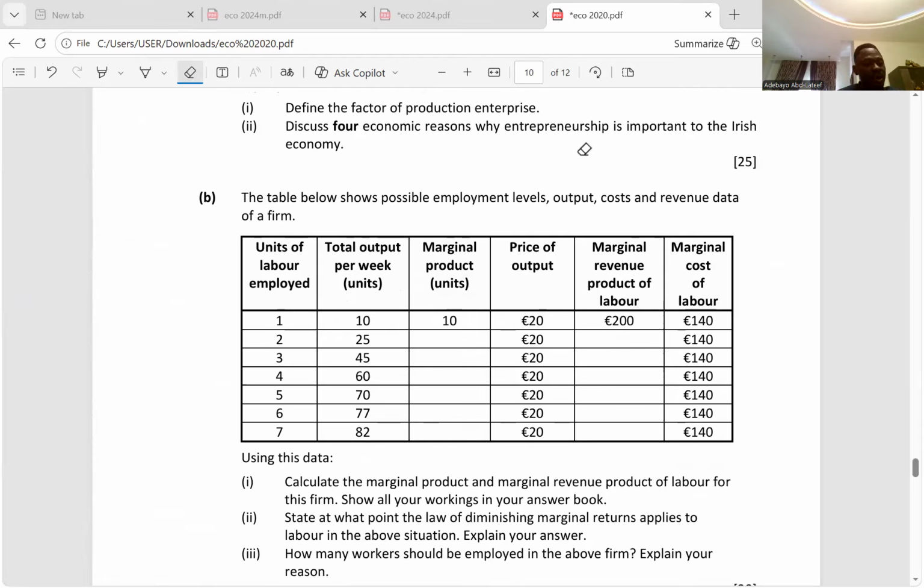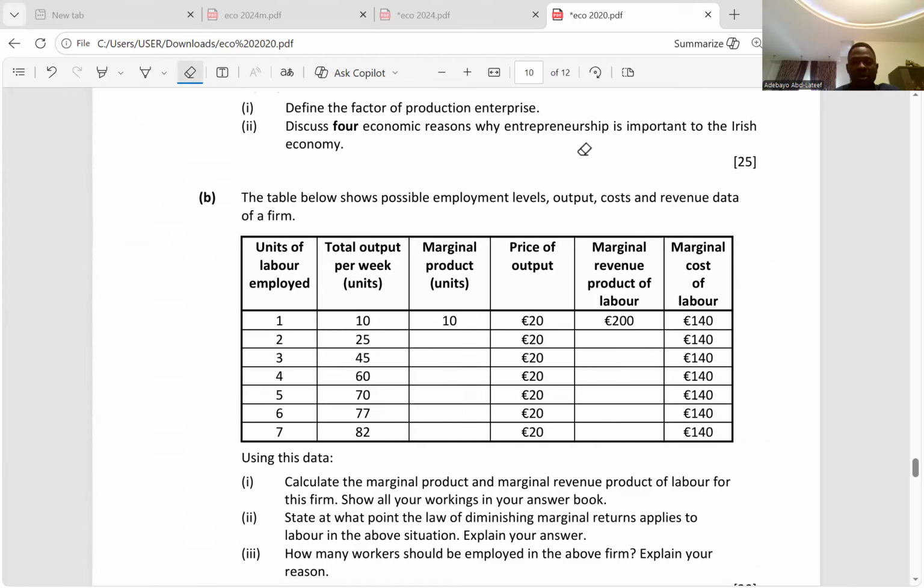Are you there? So I'm going to show you the question 5B. It's on the screen. You're going to have the opportunity to watch all of them on YouTube. For question 5B, they said we have the unit of labor, the total output, the marginal product, the price of output, marginal revenue, and the marginal cost for each. We're told to fill the table.